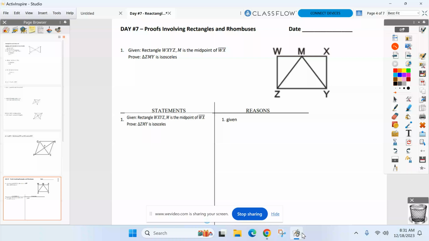Let's go back to today's notes. Now we're going to use those properties and proofs here today. Okay, use the properties and proofs.